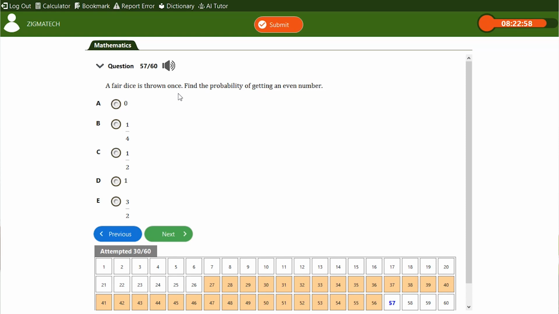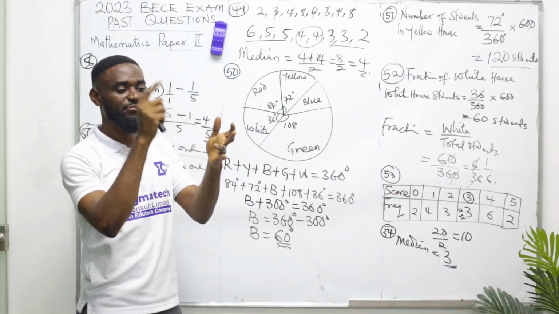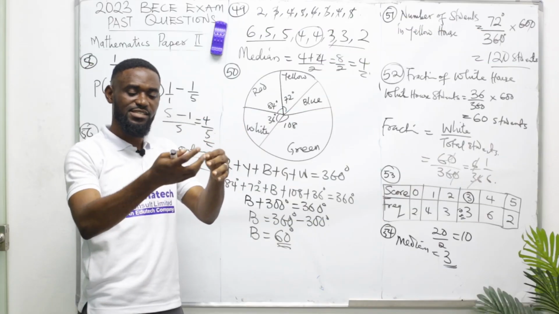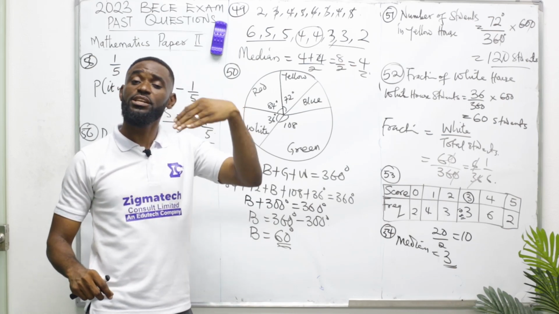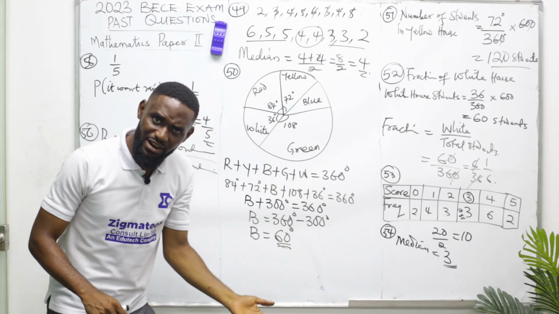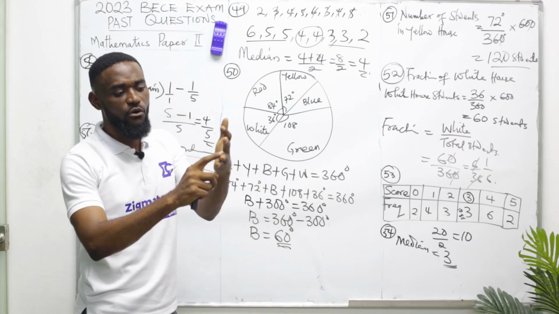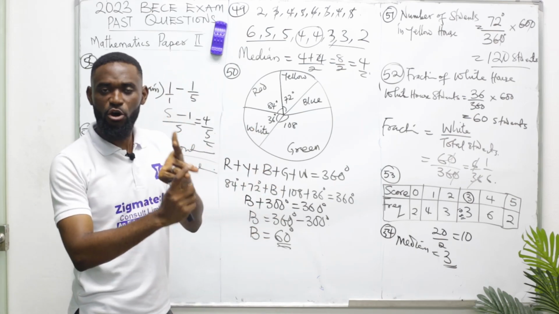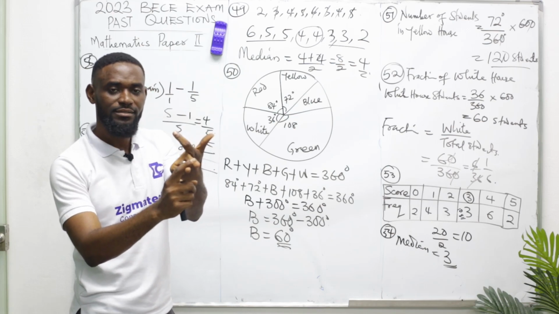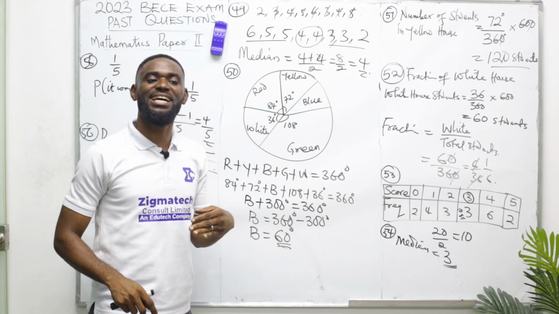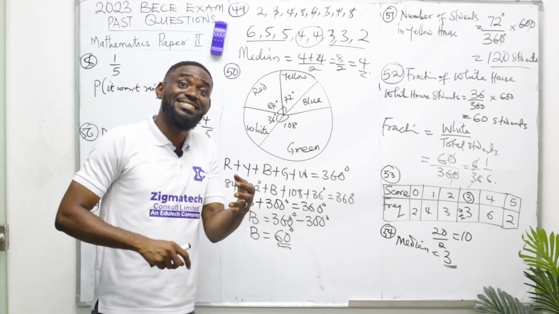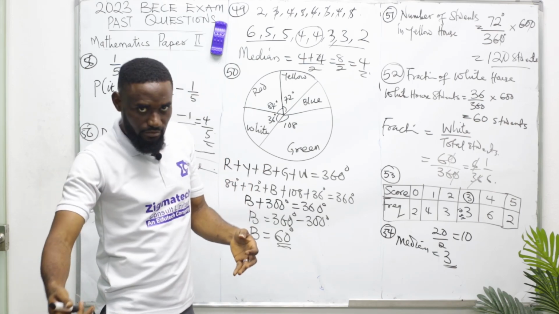Remember, if they say probability of getting an even number, in a fair die, we have the side bearing 1, side bearing 2, 3, 4, 5, 6. The even numbers, there are 3 in number, that is 2, 4, 6. The odd numbers are 1, 3, 5. So if they say the probability of getting an even number, it means that 3 occurrences.